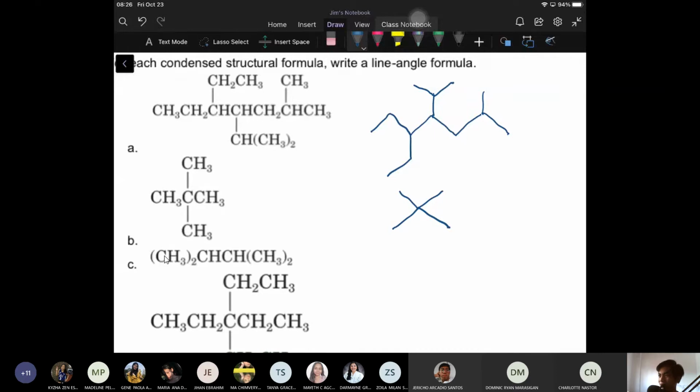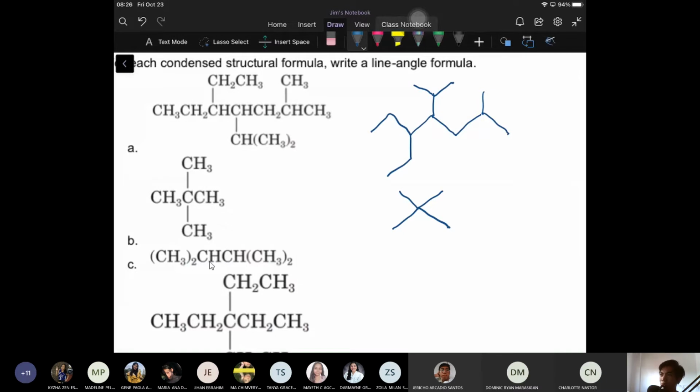This letter C. Sige. May naka-parenthesis ka. So, ano meaning ng parenthesis? May dalawang CH3 ka connected to this carbon. Ganun din dito. So, may dalawang CH3 ka connected to this carbon.